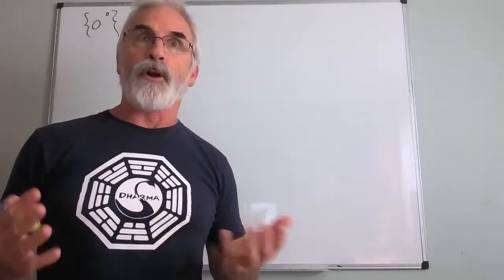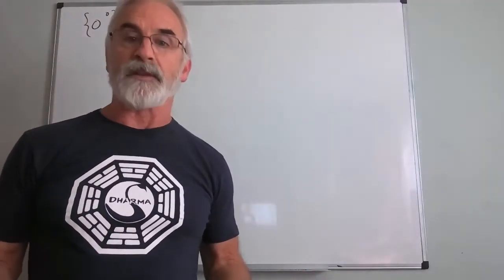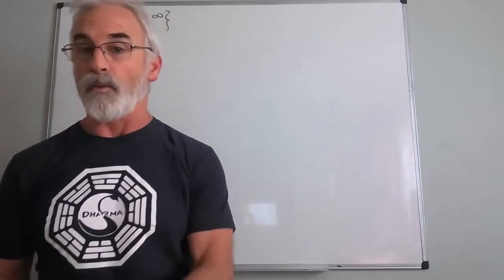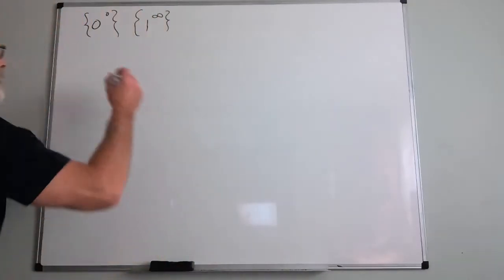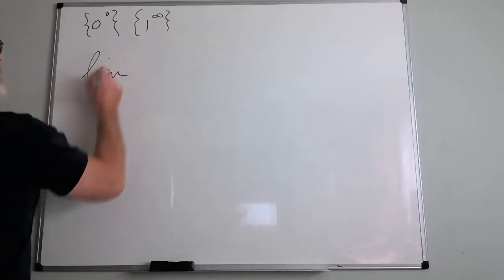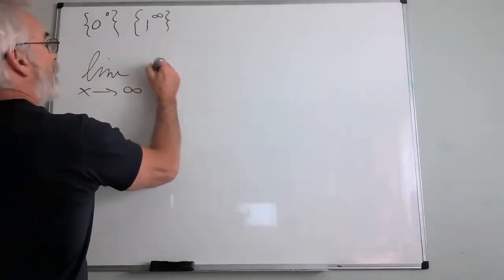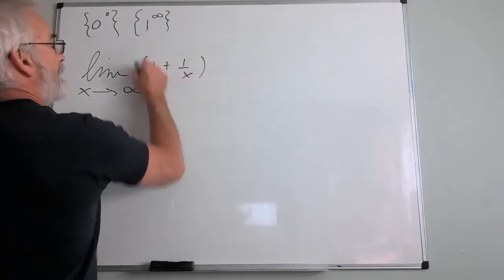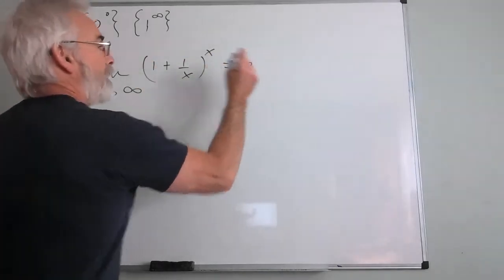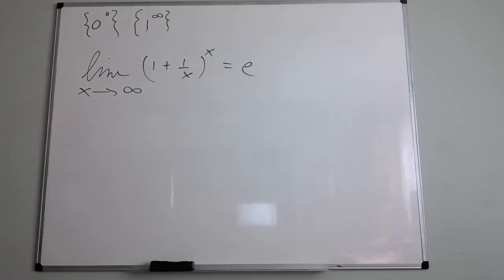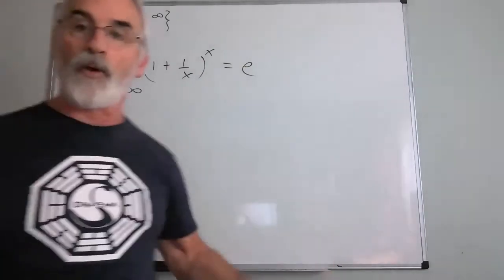Now, I would argue the single most important limit that exists is one that you did in Calc 1, but you accepted without proof. In Calc 1, we do this one: the limit as x goes to infinity of (1 + 1/x) to the x power. In Calc 1, we tell you it's e, because that's how we derive a whole bunch of stuff.